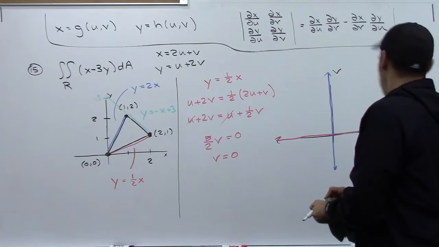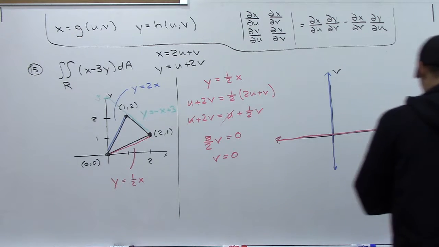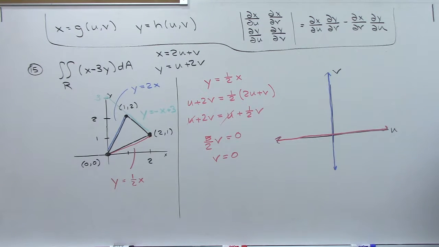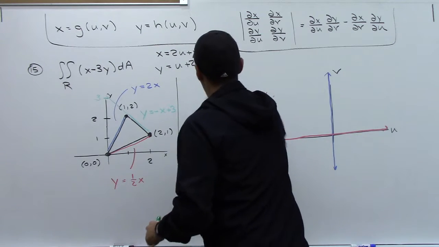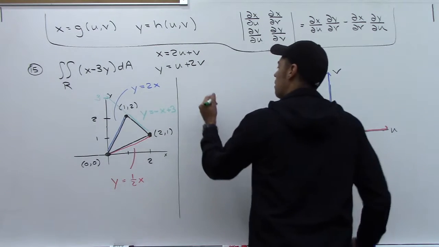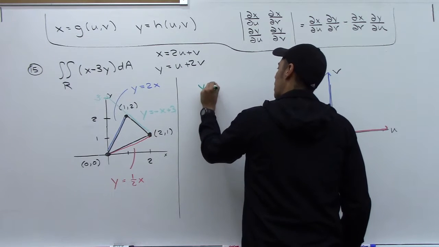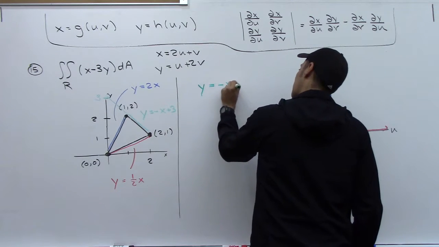And I'm going to see if this marker is any darker. Write that down. Oh yeah, y equals negative x plus 3.